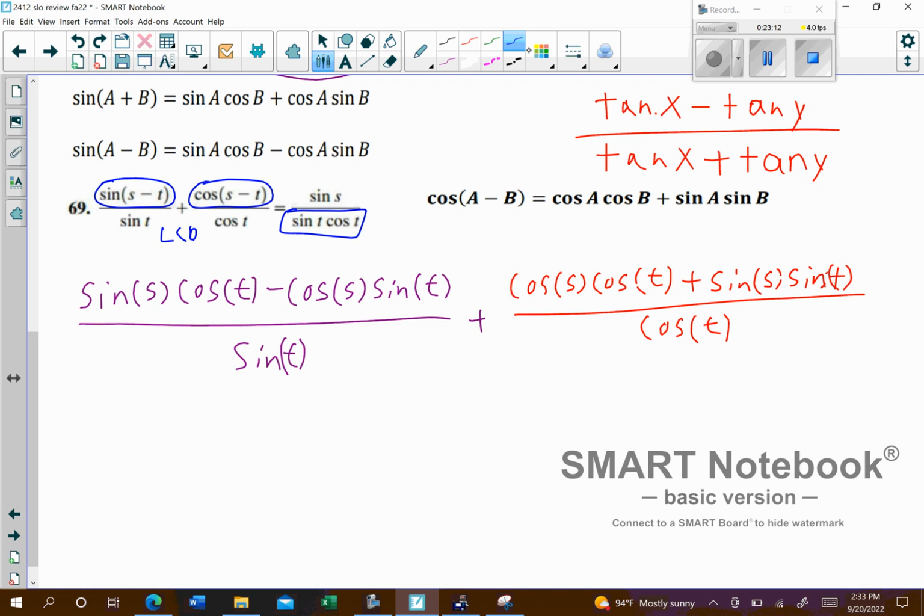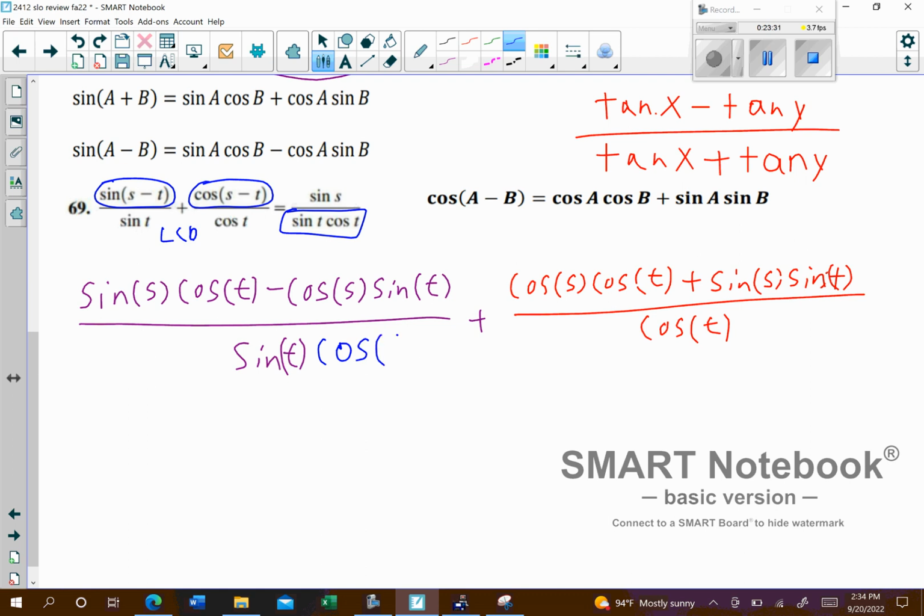So on the right side, I'm multiplying by cosine of t. I've got to do it on top and bottom, because once again, it's like I'm multiplying by 1. So whenever I do that, what will happen is on bottom, I'll get a cosine of t, which I need.